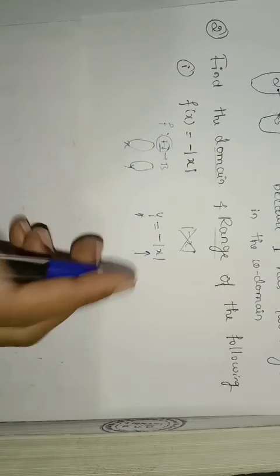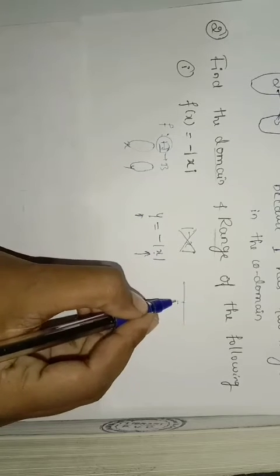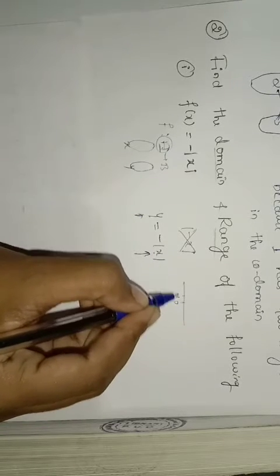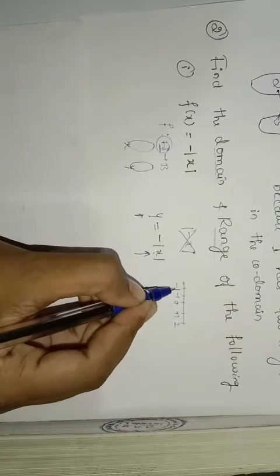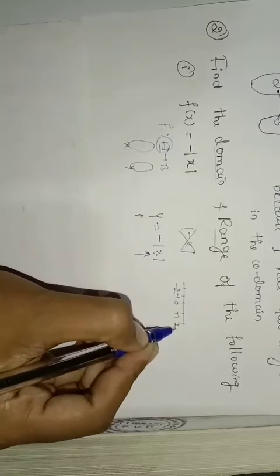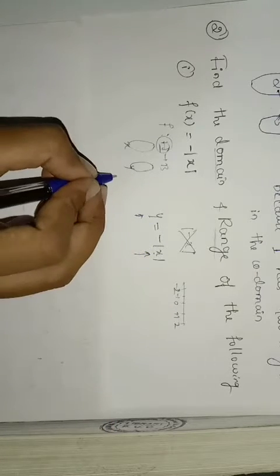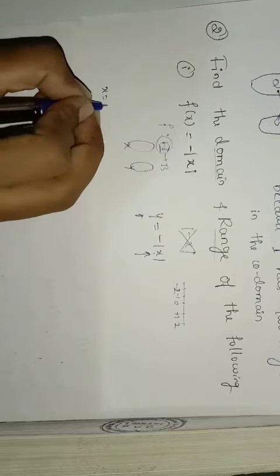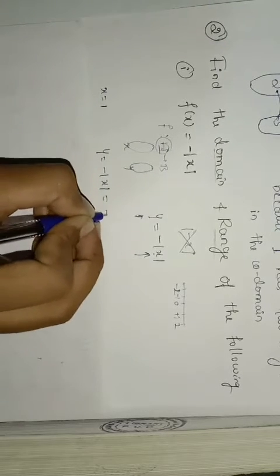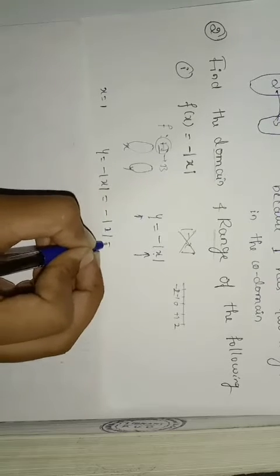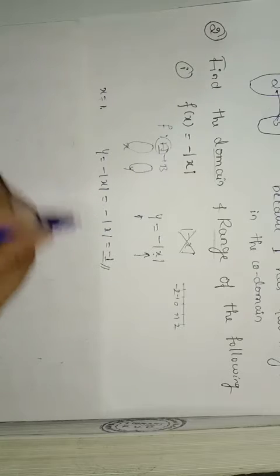So what happens here is, if you substitute any values from the real numbers, it may be negative values or positive values. Okay, you take any negative or positive values. So what will be the y values? See, I will choose x is equal to 1. So y is equal to minus of mod x, that is equal to minus of mod 1. So that is minus 1. So whenever x is equal to 1, I got y is equal to minus 1.